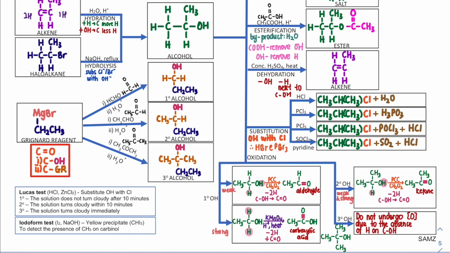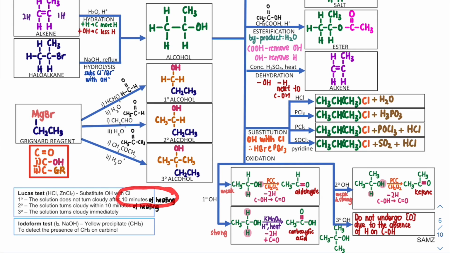For this one, a frequently asked question is: what is the observation? Different classifications will have different observations. I hope you have done the experiment, so by now you should be able to see. For primary, this is the observation: it does not turn cloudy. Please add this to your notes. For this one, heating is needed, except for number 3, where the solution turns cloudy immediately.